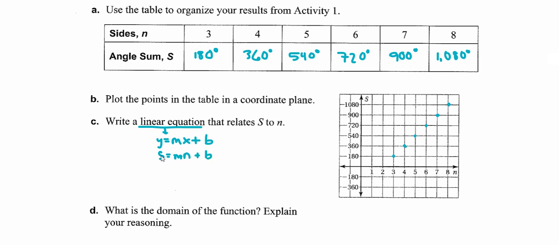But it's still the format y equals mx plus b. It's just y is now renamed s, and x is now renamed n. So we still need a slope for m, and the y-coordinate of the y-intercept for b. So what is the slope of this? Well, just look at your rise over your run. So my y's, or in this case s, is going up by 180.